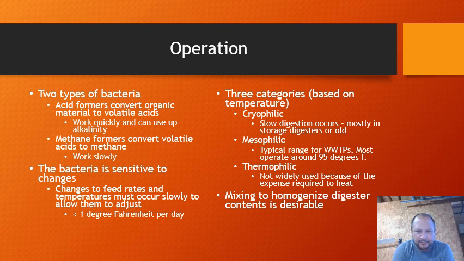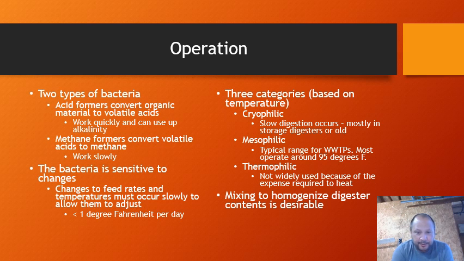We're probably talking like anywhere from 83 to about 113 degrees. This is the range that most wastewater treatment plant anaerobic digesters are going to operate in. And for the most part, we're looking to maintain temperature right around 95 degrees Fahrenheit.